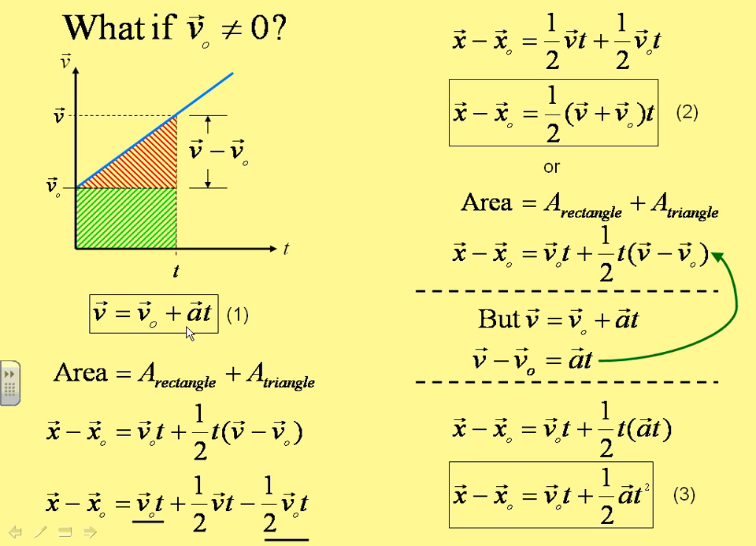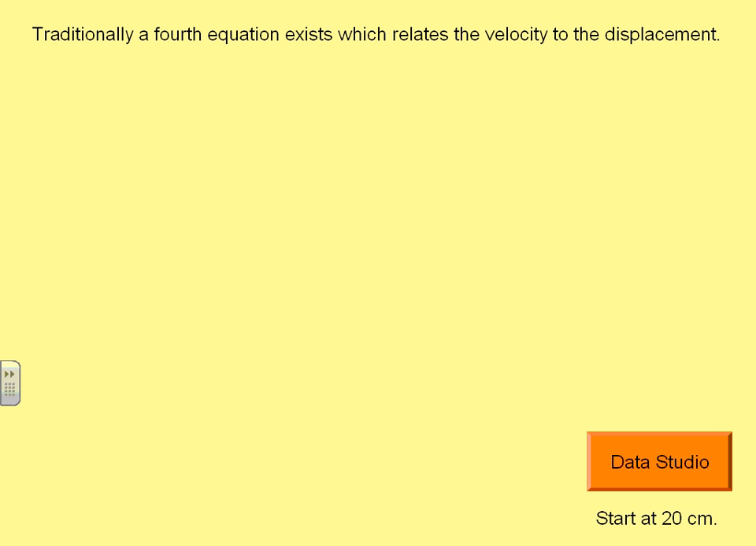The first equation lacks the displacement. The second equation lacks the acceleration. And the third equation lacks the final velocity. So moving on from there, there is traditionally a fourth equation which relates velocity to the displacement and lacks the time as one of the variables.